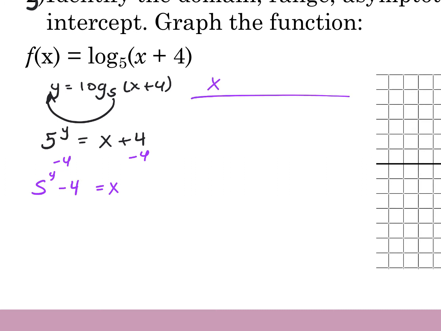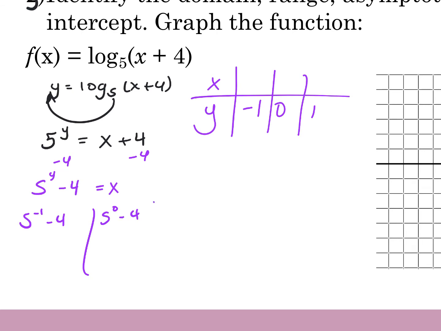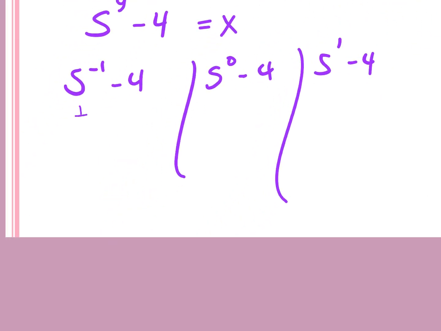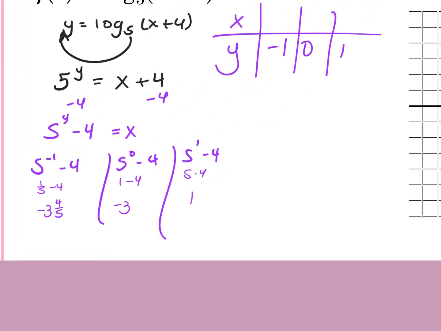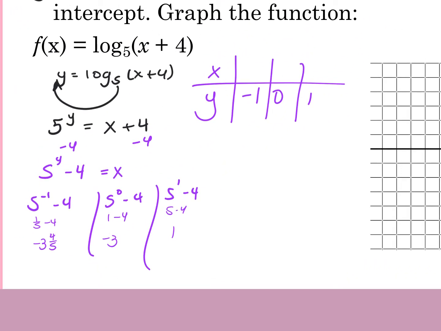And then with logs, we plug in for what? Y. So I'd get 5 to the negative 1 minus 4, 5 to the 0 minus 4, and 5 to the first minus 4. 5 to the negative 1 is 1/5, minus 4, that's negative 3 and 4/5. 5 to the 0 minus 4 would be 1 minus 4, that's negative 3, and 5 to the first minus 4 is 5 minus 4, which is 1. Those are the x coordinates. So negative 3 and 4/5, negative 3, and 1.